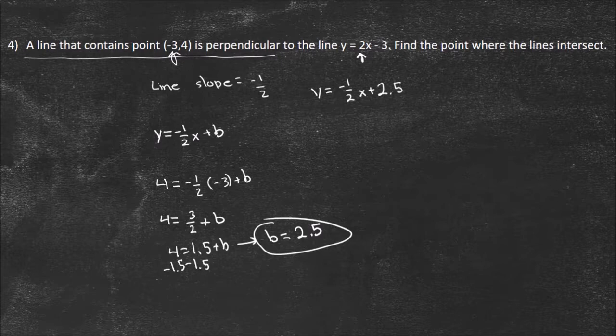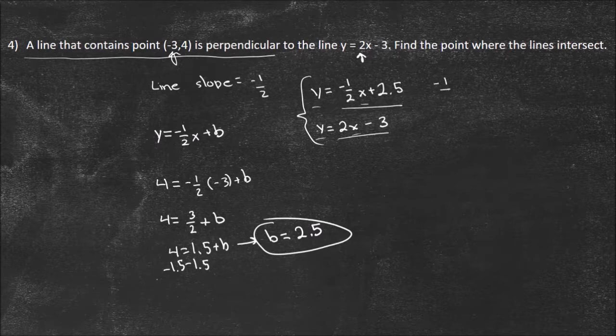This is the perpendicular one, and then the one that we're trying to find where they intersect is y equals 2x minus 3. So the question now is, where do these two lines intersect? If they intersect, that means the x has to be the same and the y has to be the same. I already have them both in the form y equals something. If I know that the y's need to be equivalent, I can set the two equations equal to each other because they have to be touching, so the y values have to be the same. So that's what I'm going to do.